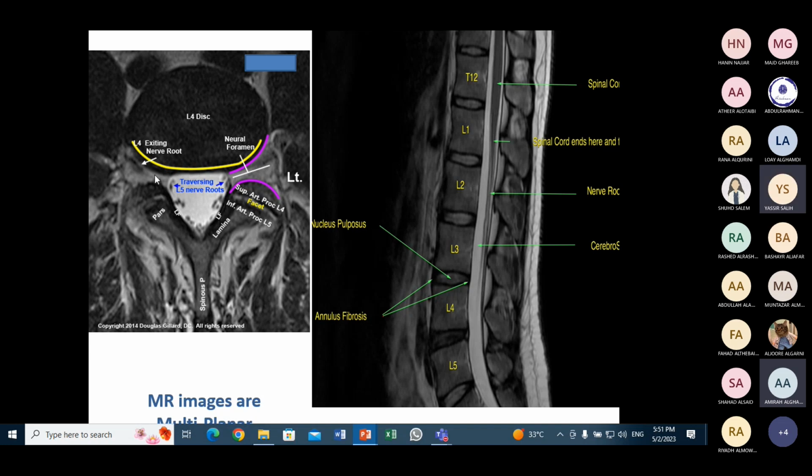It is not herniated. If it herniated, it would compress or indent the exiting nerve foramina. This is the nerve root exiting from the spinal cord. Look at the normal disc position, and also this is the spinous process and lamina, right and left.